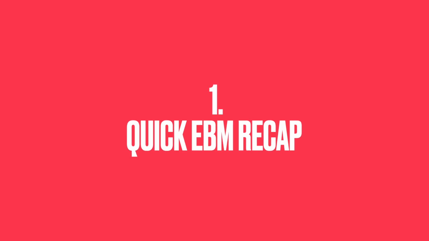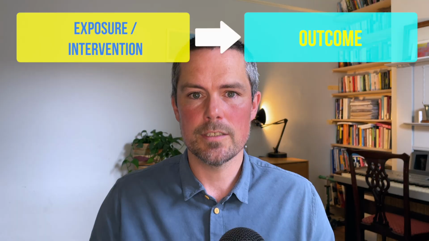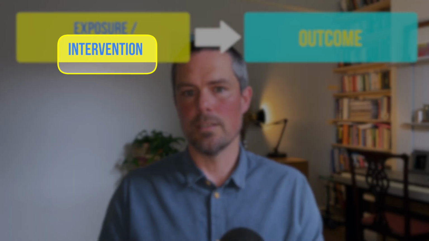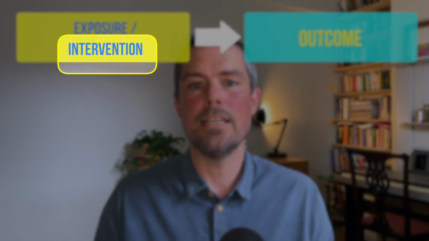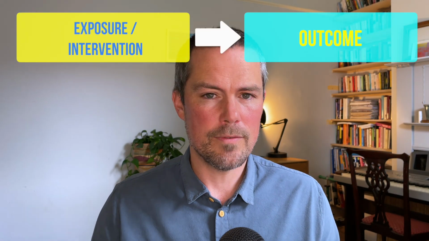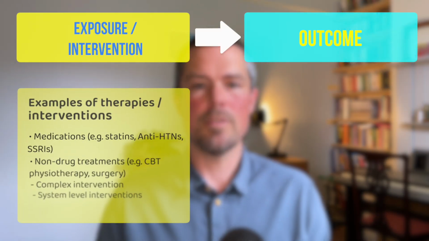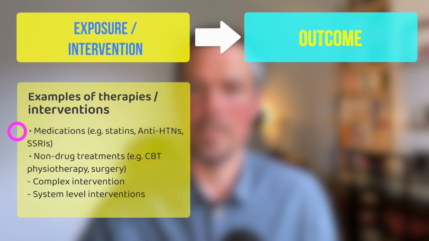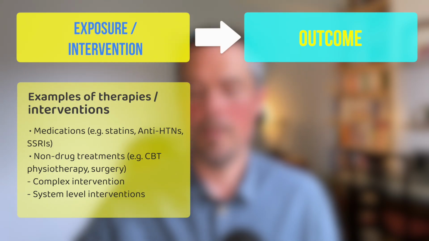As a quick recap, as we mentioned in the last video, clinical epidemiology is the science of linking an exposure to an outcome. And if the researchers assign that exposure, that is called an intervention. And randomized control trials are the gold standard of how interventions are assessed. So interventions, treatments, therapies, they are all interchangeable terms. Examples of therapies could be a drug. That could be something like a statin, an antihypertensive, or an SSRI. Maybe it could be a non-drug treatment such as CBT, a physiotherapy or surgery option.